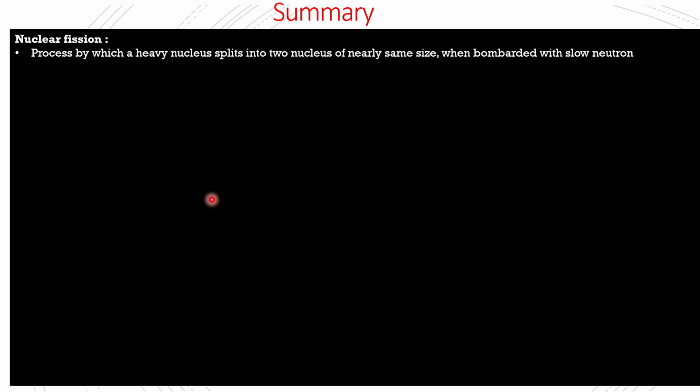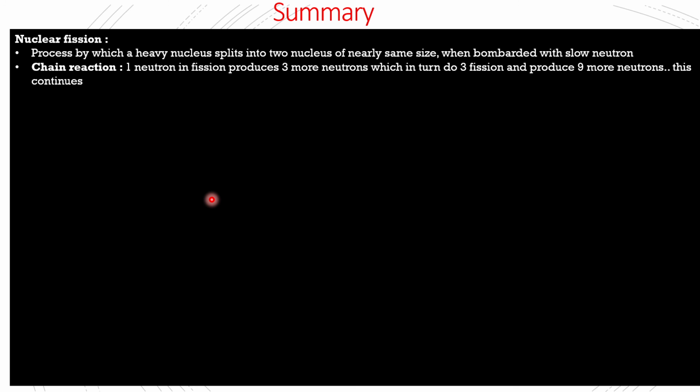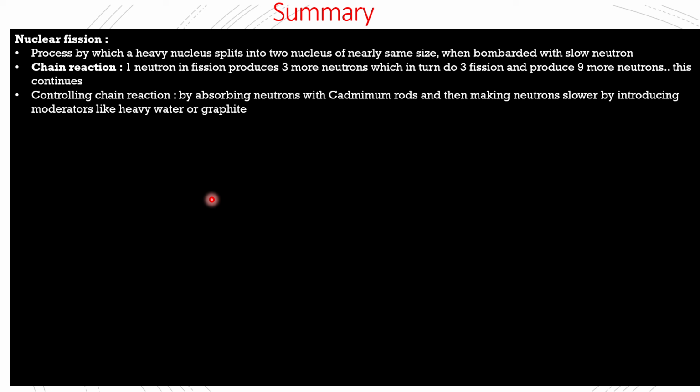So let's summarize what we have learned so far. We talked about nuclear fission, where one heavy nucleus splits into two. The trigger is slow moving neutron. We also talked about chain reaction because each fission produces three more neutrons. Each of these neutrons can further cause fission. So this keeps on going. Can we control it? Yes, we can control it with cadmium rods.